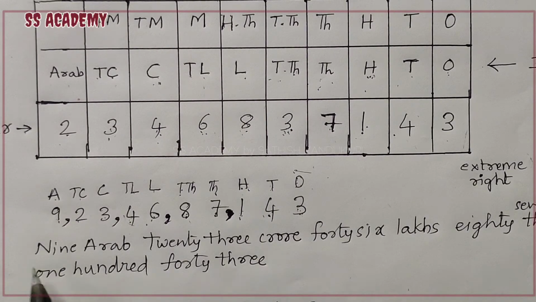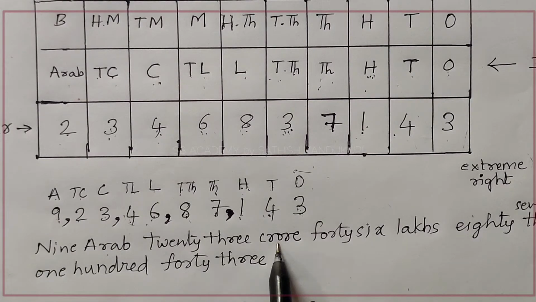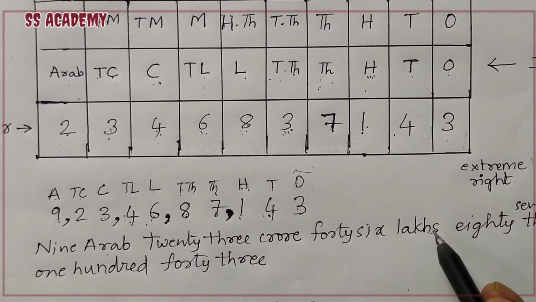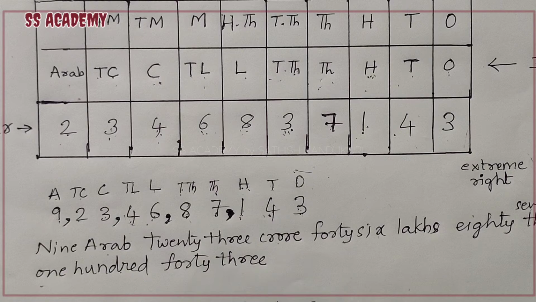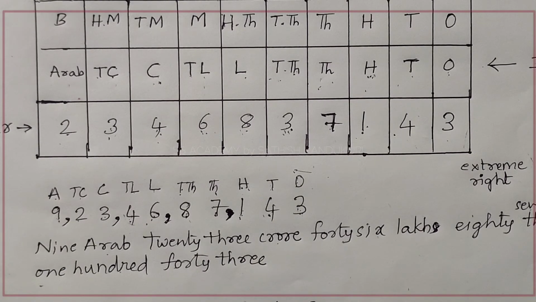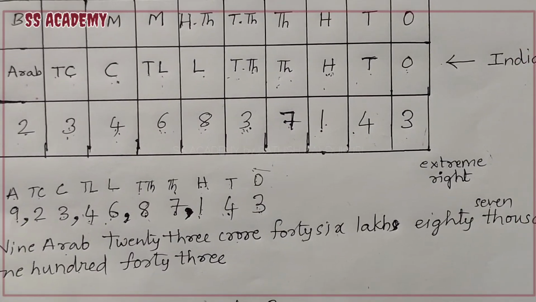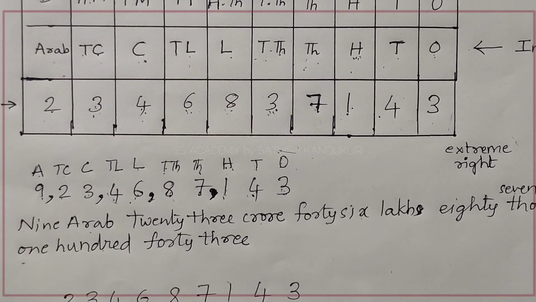So thus the number can be read as 9 Arab, 23 crore, 46 lakh, 87,143. In this way we write the name of a particular number. So in this way we write a name for a number in the Indian system.